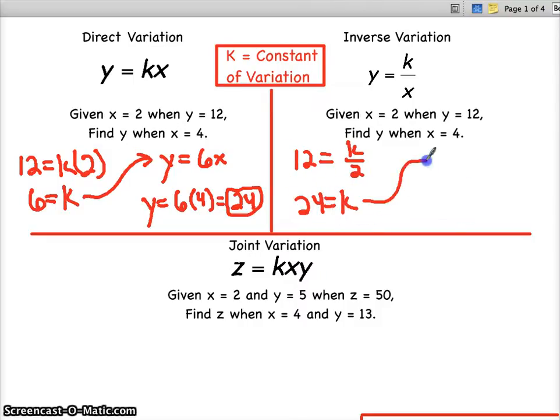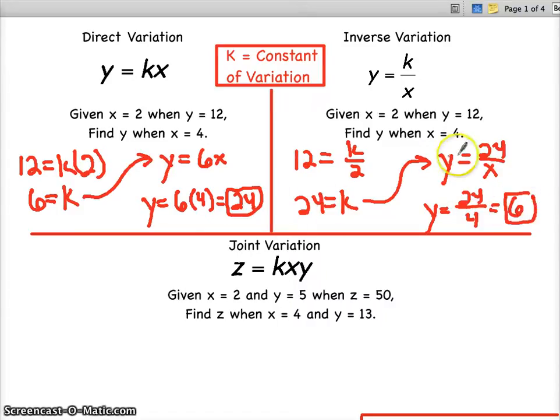I can then go write the model. Y equals 24 over x. And if I want to go find my answer, y equals 24 divided by x being 4. And what does y equal when x equals 4? Well, y equals 6. Again, find k, write the model, find the y.